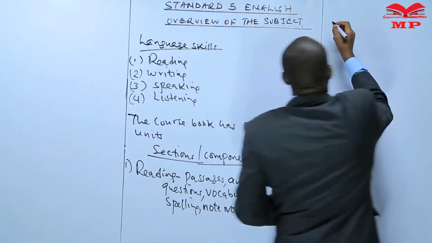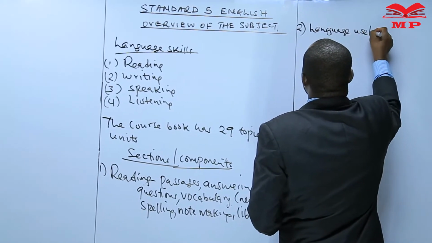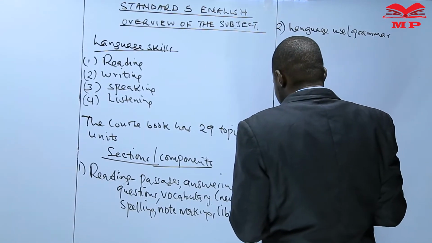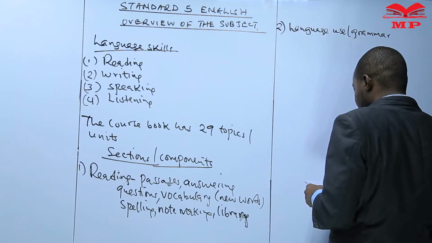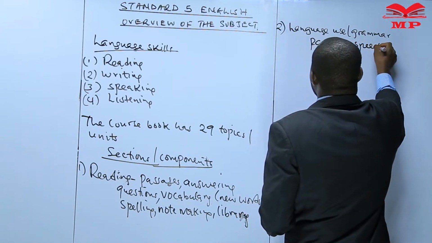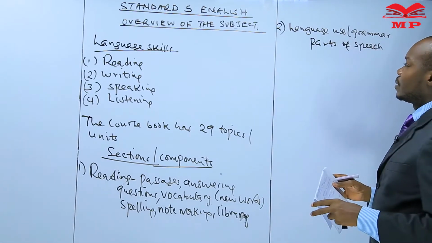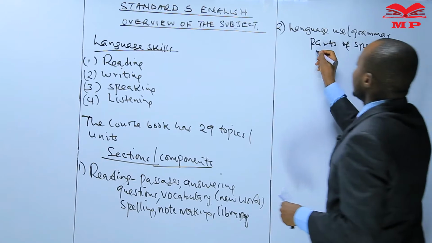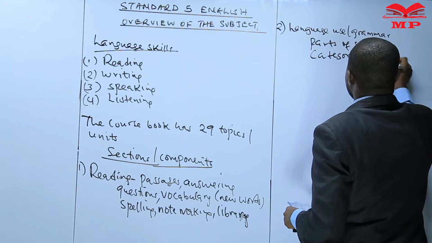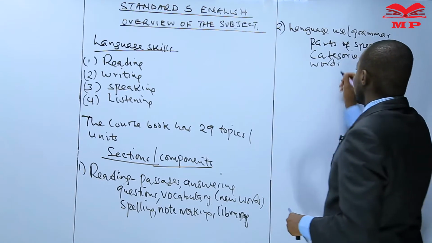Then the second section is called language use, or what you want to call grammar. Under this, we are going to have parts of speech. Remember the parts of speech that you did in class 4 and class 3? These are the categories of English words. And which are these categories?